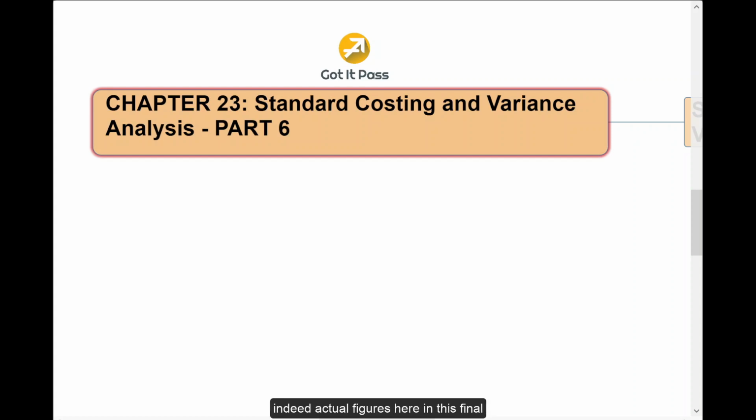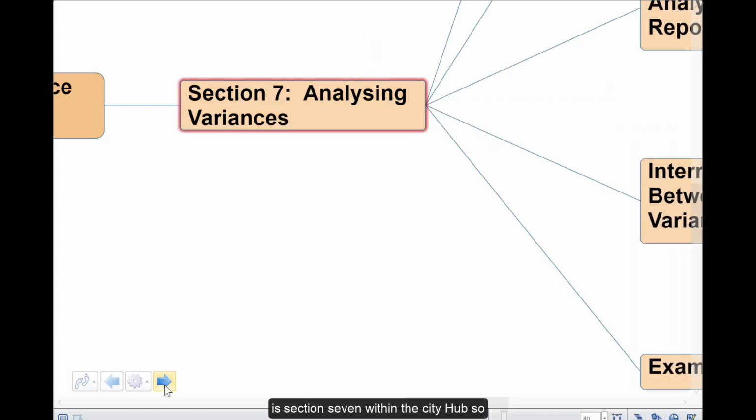Here in this final part, what we're going to consider is how we analyze variances and the purpose of them, what sort of techniques are in play, and what's important and what isn't. This is section 7 within the Study Hub. So let's take a look at the first area, investigations.